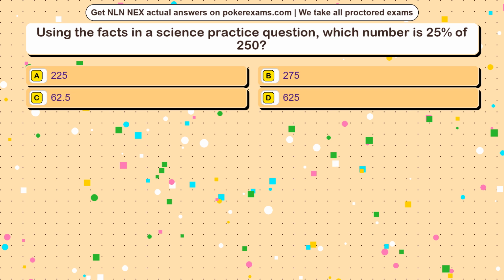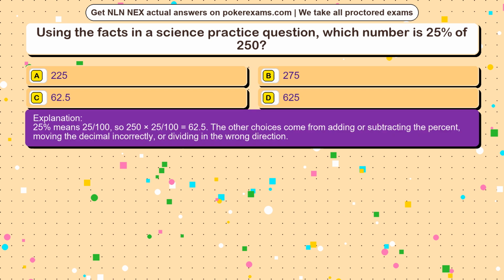The correct answer is option. 25% means 25/100, so 250 times 25/100 equals 62.5. The other choices come from adding or subtracting the percent, moving the decimal incorrectly, or dividing in the wrong direction.